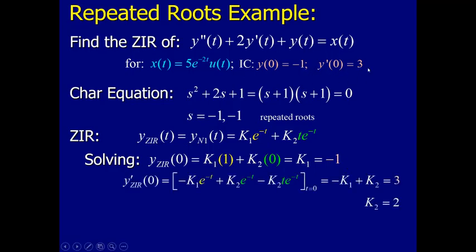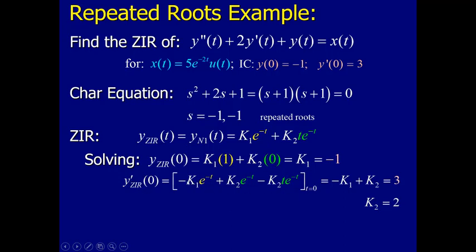Then we use the second initial condition. We have to take the derivative of our zero input response, which is minus 1 times k1 plus k2 times e to the minus t, minus k2 times t e to the minus t, breaking up this derivative into two parts. And we're going to evaluate that at t equals 0 to go with our initial condition.